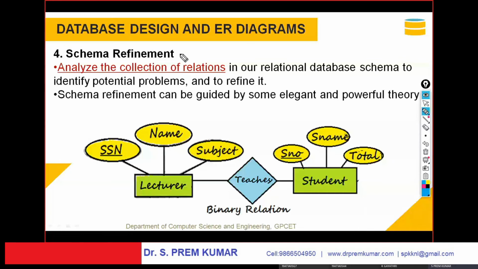Means you are going for refinement. You are relating different entities. While relating different entities, there are certain attributes which are to be removed, which are to be added. Those are called schema refinement. So we do some modifications in the existing schema, what we previously thought. This is nothing but schema refinement.